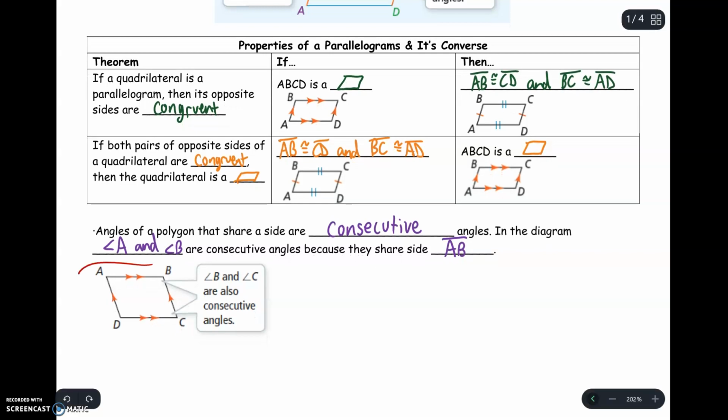Besides opposite pieces of a parallelogram, you can also talk about consecutive. So consecutive angles, for example, A and B. You can think consecutive just means that they're next to each other or that they share a side. A and D, for example, is another one, B and C, C and D. So any two that appear along the same line would be consecutive.